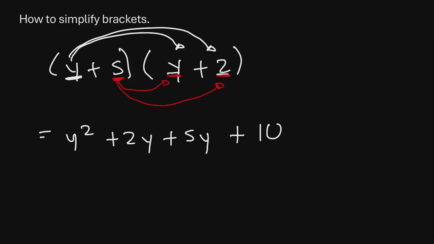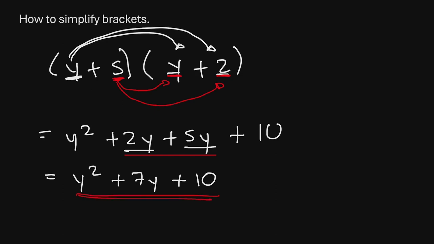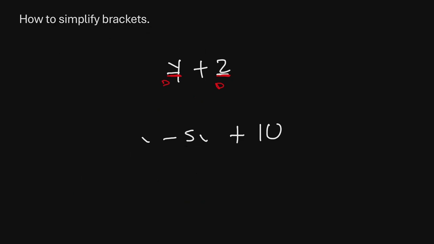Now, after we have multiplied the two binomials, we see that we have like terms. Like terms are terms that have the same variables. In this case, we have 2y and 5y, so we can add the like terms. We have y squared, and 2y plus 5y gives us 7y, and then plus 10. So this is the solution when you multiply two binomials.